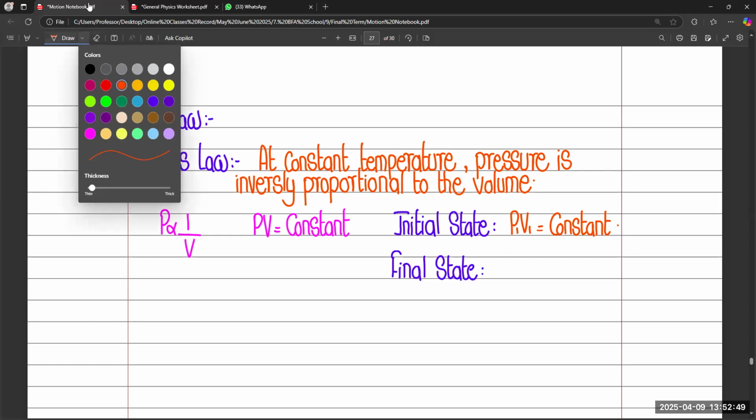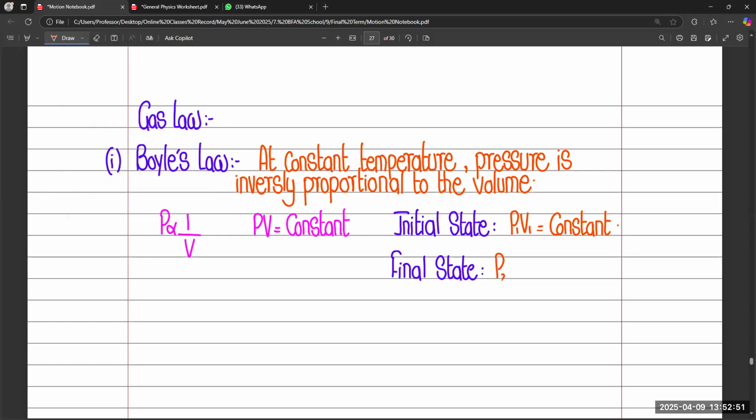And for the final state, let's suppose the final pressure and volume is P2 V2 equals constant. So we have these two equations, and they are similar on the right hand side because we have a constant on the right hand side, and on the left hand side we have pressure and volume given.